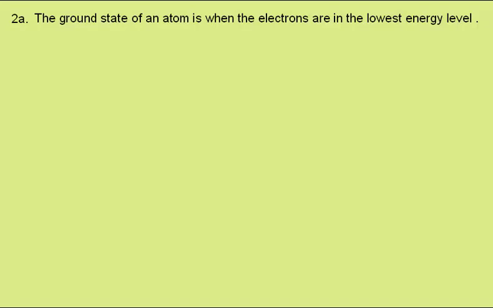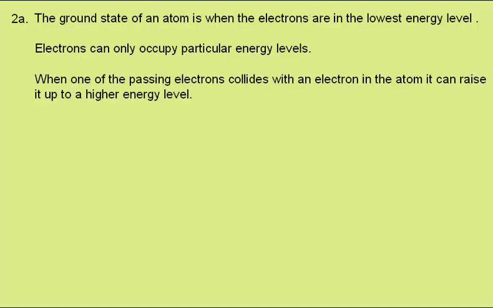taking place. Well, the ground state of an atom is when the electrons are in the lowest energy level. Electrons can only occupy particular energy levels, and when one of the passing electrons collides with an electron in the atom, it can raise it up to one of these higher energy levels.